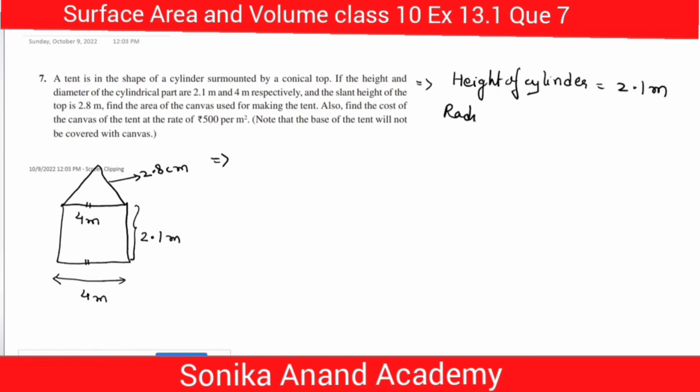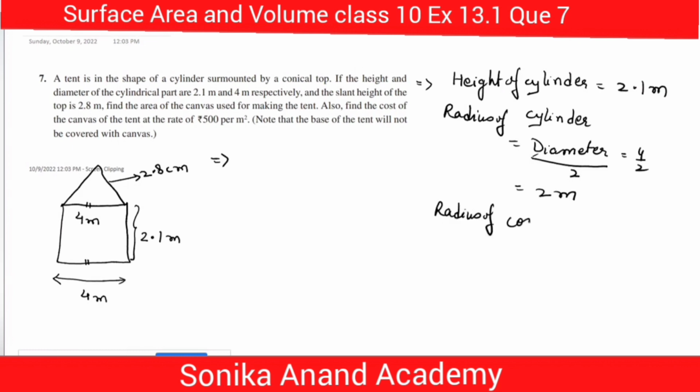Radius of cylinder, because in the formula we use the radius, which is equal to diameter by 2, which is equal to 4 by 2, that is 2 meter. Now radius for the cone, which is same of that of cylinder, that is 2 meter. Now slant height of the cone, that is 2.8 centimeter.